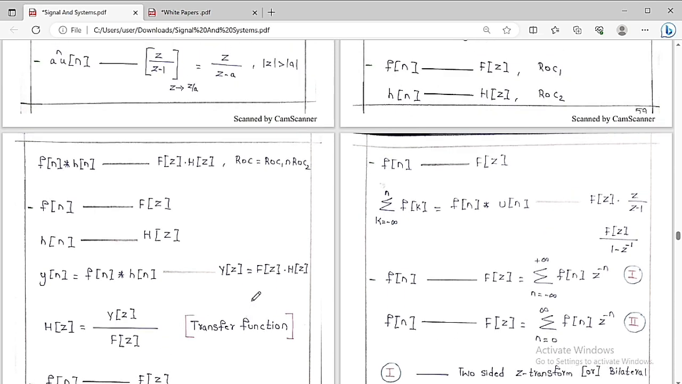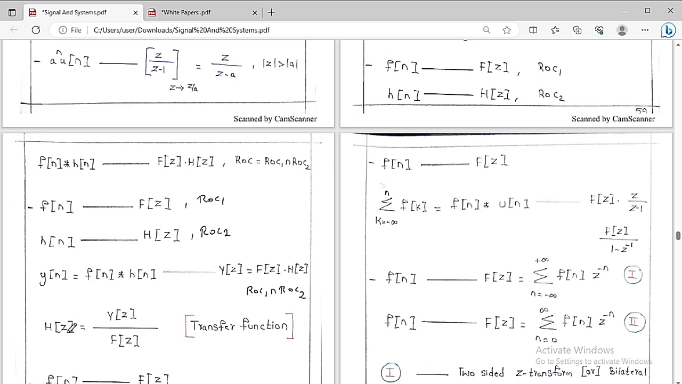So it is the same as the previous case. We have not done anything extra. This is defined in ROC1 and this is defined in ROC2. So what is the ROC of y of z? It is nothing but ROC1 intersection ROC2. So this is the ROC of y of z. And the transfer function, h of z, is nothing but y of z by f of z. What is h of z? h of z is the z transform of the impulse response h of n.